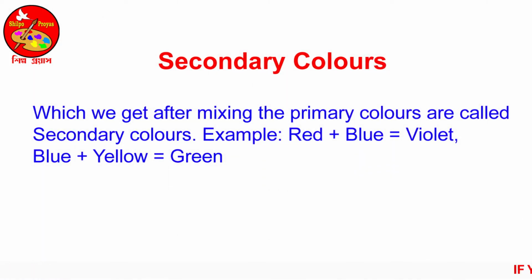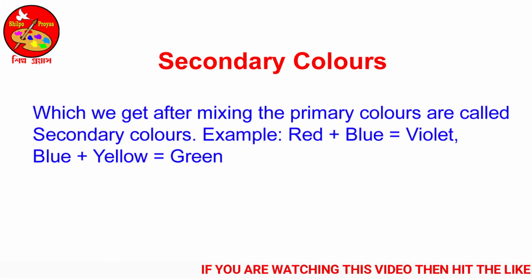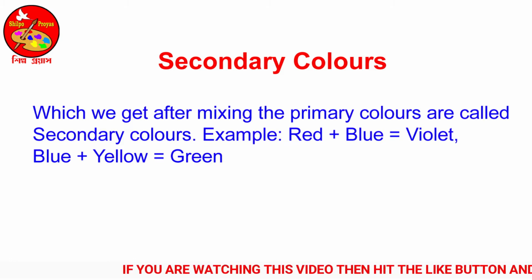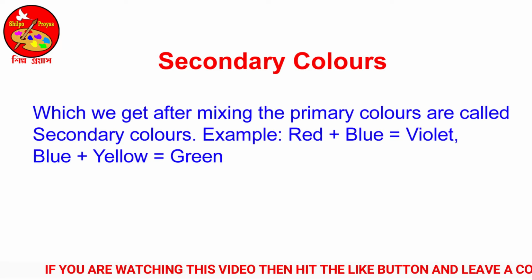Secondary colors, which we get after mixing the primary colors, are called secondary colors. Example: red plus blue equal violet. Blue plus yellow equal green.